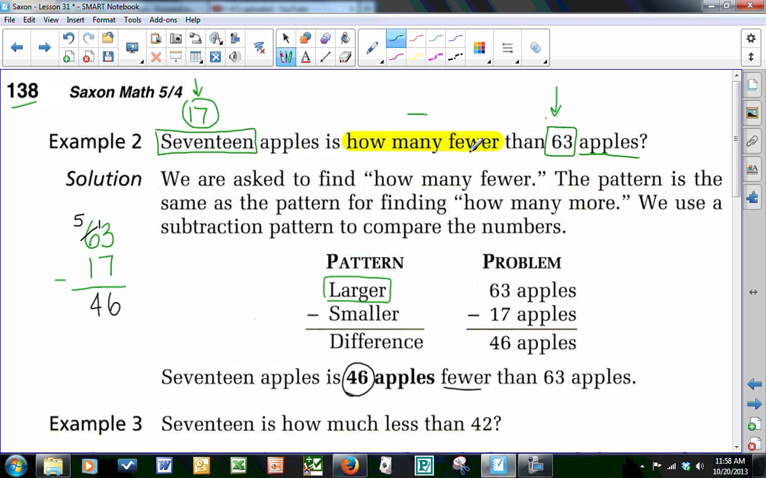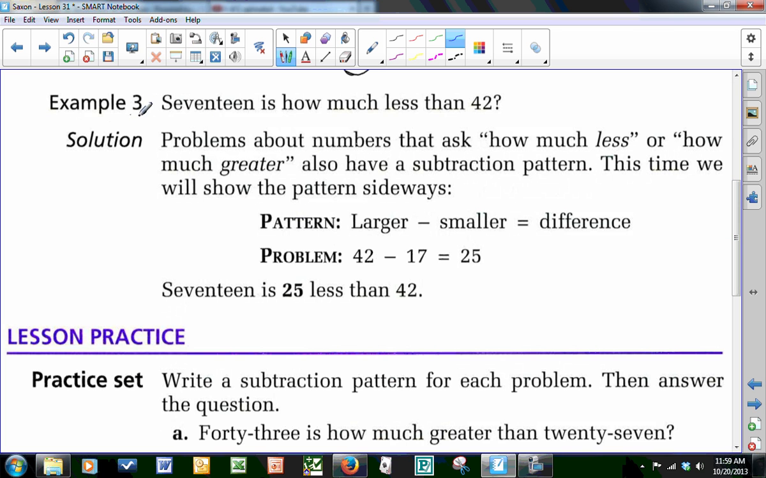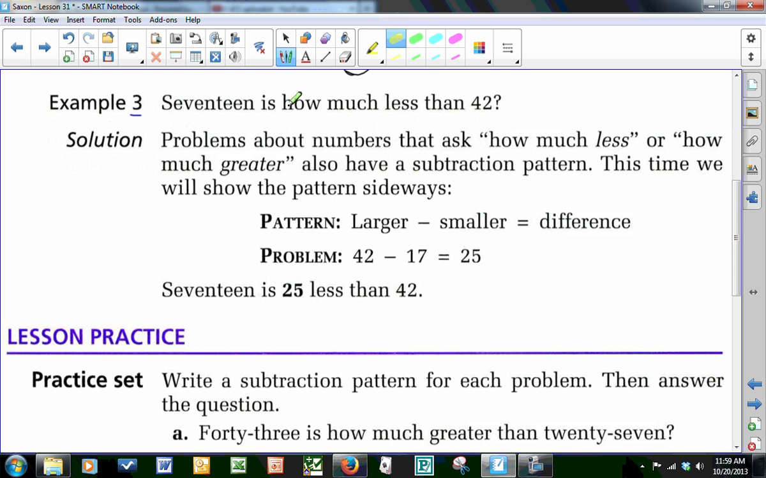So how many fewer is another phrase you're going to have to remember. That means you're going to be writing a subtraction equation. Let's look at one more example right here. Example number 3. Let's do some real reading. 17 is how much less than 42? Okay, there's a third phrase to indicate a subtraction pattern. How much less? So what did we learn here? Well, we learned how much less is also a subtraction pattern.